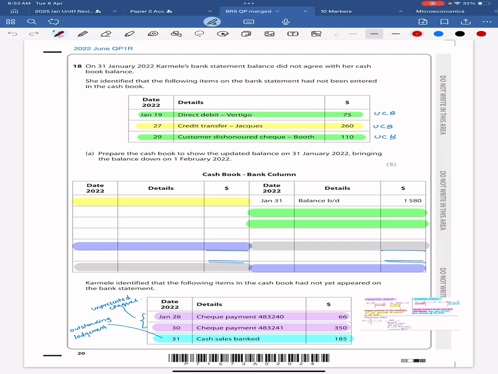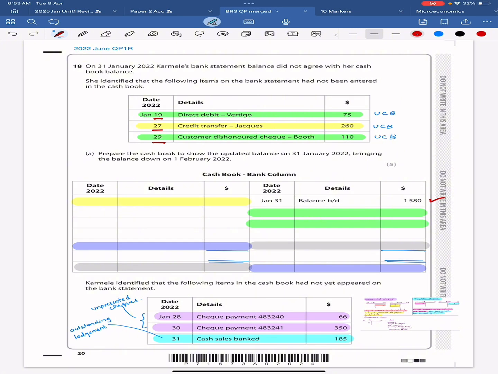2022 June question paper 1R. On 31st January 2022, Carmel's bank statement did not agree with her cash book balance. She identified that the following items on the bank statement had not been entered in the cash book. Jan 19th, direct debit. 27th, credit transfer. 29th, customer dishonored check.